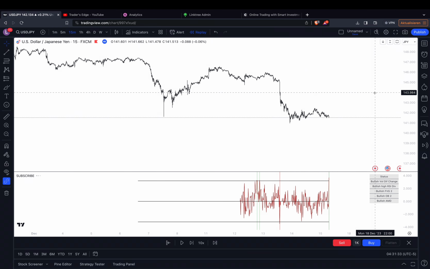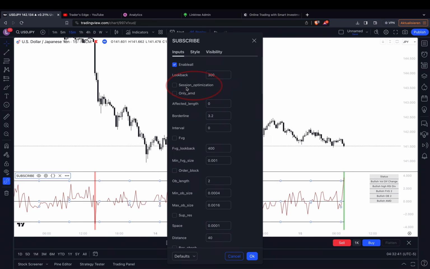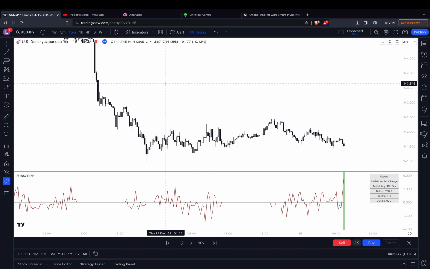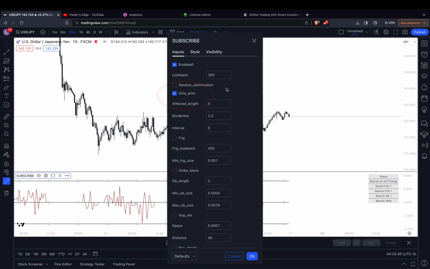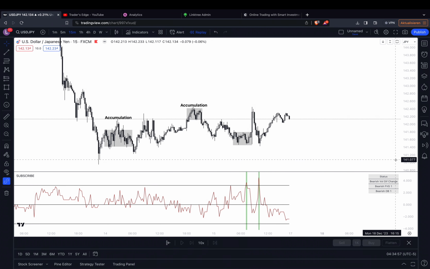But keep in mind that keeping it low will make your indicator load faster, and setting it too high might exceed the limit, and you'll get an error message. The session optimization will only show you the signals if price is currently in the most optimal trading session. For the euro-dollar, it would be during the London session when price is most likely to reverse or make big moves. The input, only AMD, defines that, for example, only bullish signals get shown if price is below an accumulation.